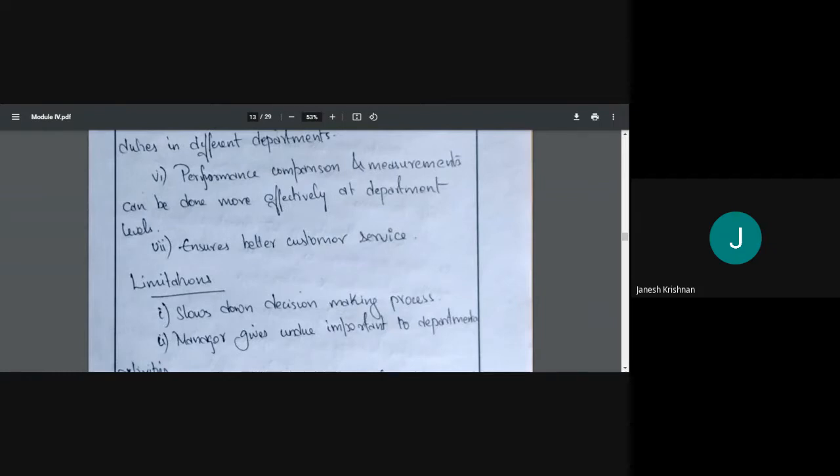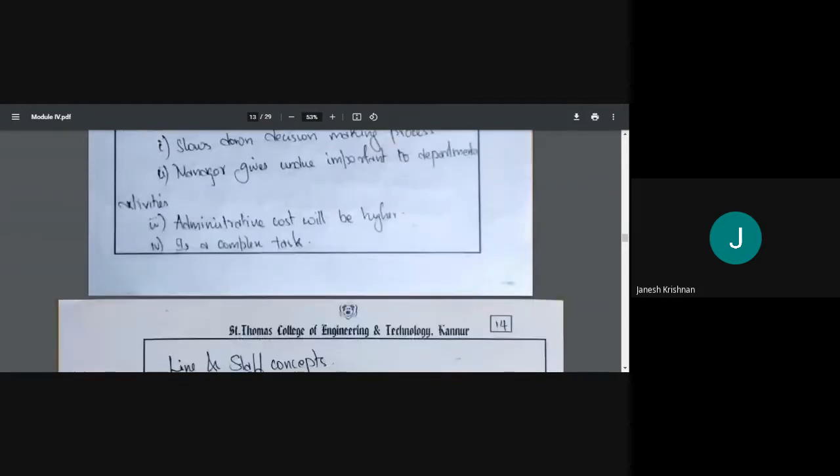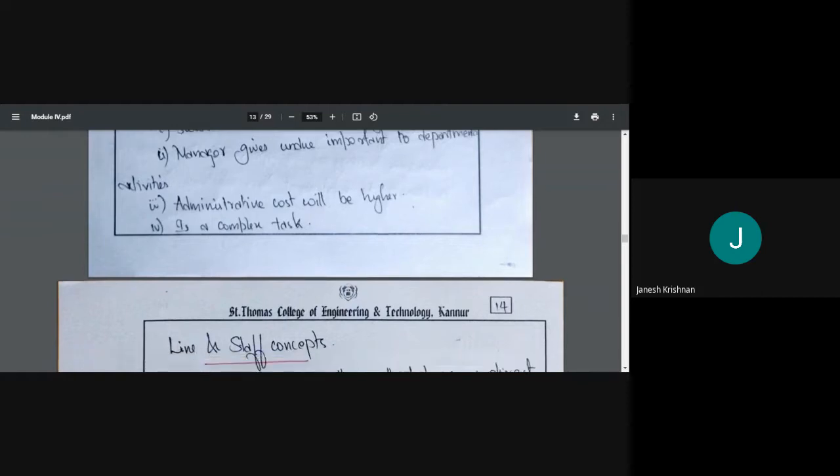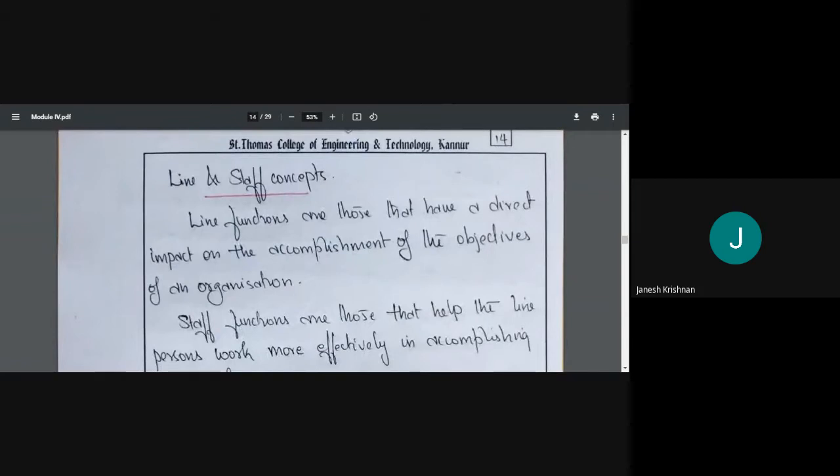Then what are the limitations? It slows down the decision-making process. Then managers give undue importance to departmentation activities. It might happen. Then as departmentation increases, cost will be more, and departmentation is a complex task. That's about departmentation. There is one small topic to cover, and we will wind up for today.